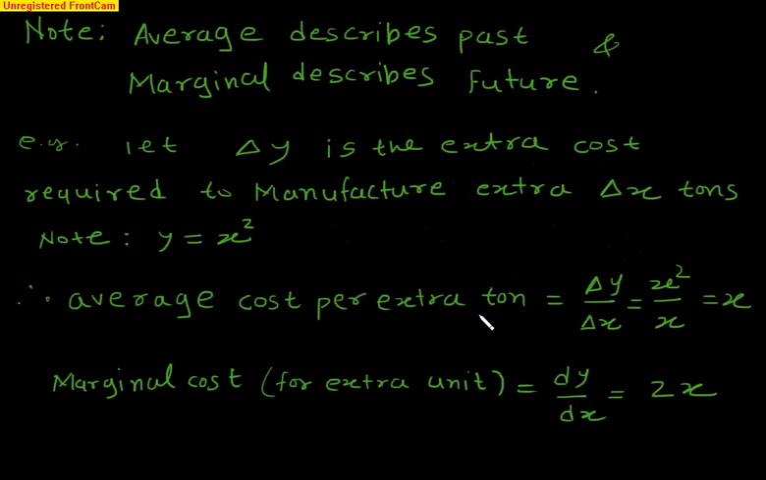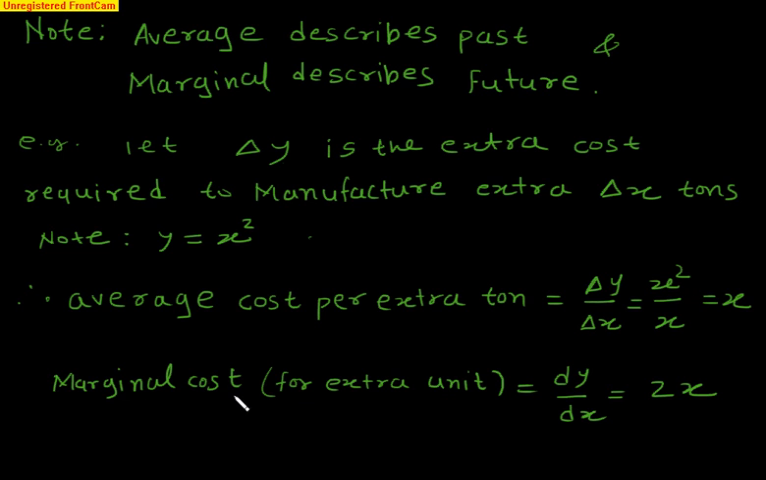Let delta be the extra cost. See here, if y equal to x square, this is the equation relating the cost and quantity. Here y is the cost, x is the quantity. If you want to find out the average cost per extra ton, in here it is written in tons, for ton of production, delta y by delta x, x square by x, simply x. This is average cost.